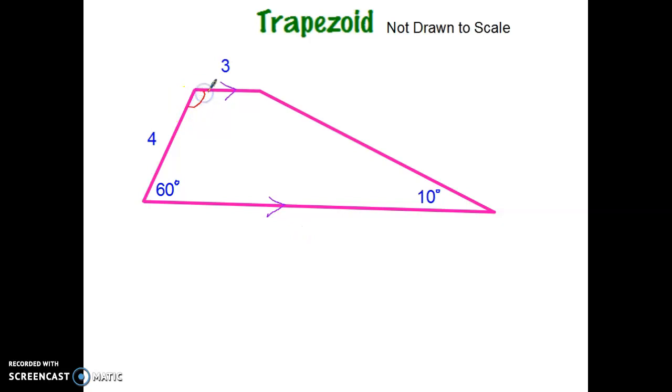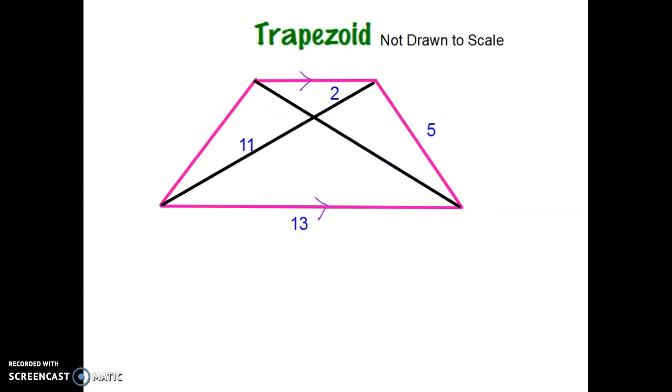This angle in the upper left-hand corner is a consecutive interior angle with the 60 because I do have parallel lines. That means these two angles should add up to equal 180 degrees. So that makes my upper left-hand angle 120 degrees. Very similar to that, my 110 degrees and my other missing angle are also supplementary because they're consecutive interior angles. Those are the only parts I can find in this quadrilateral.